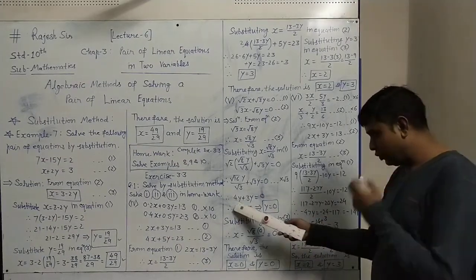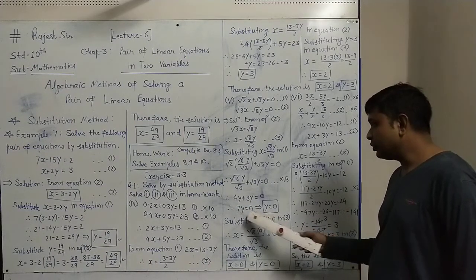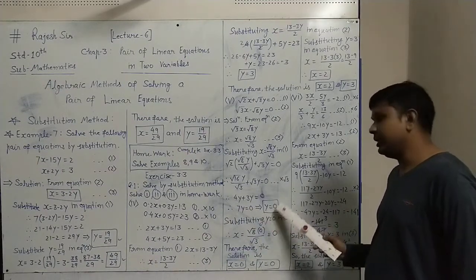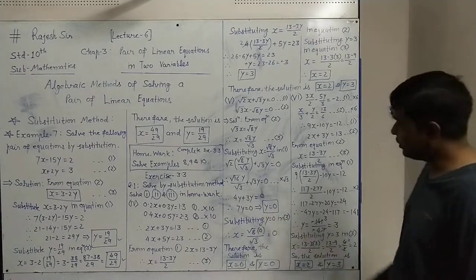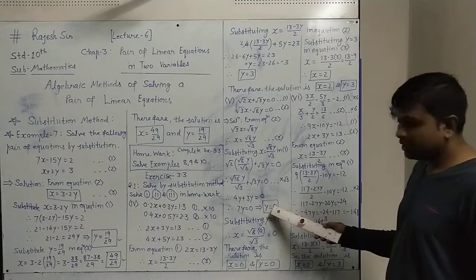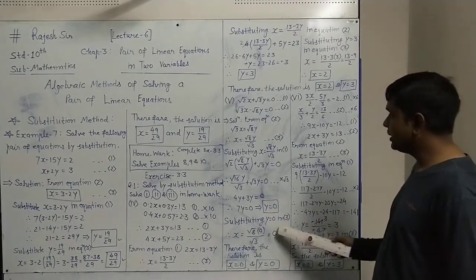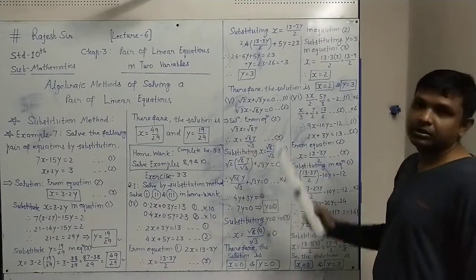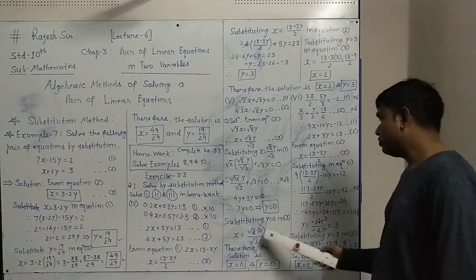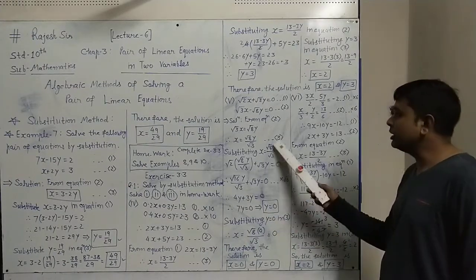Now 4y plus 3y will give 7y equal to 0. Therefore y equal to 0 upon 7 will be 0 only. So y equal to 0 we got. The one variable y equal to 0, when we got this value of y equal to 0, we have to substitute in equation number 3 which we have made this x equals to. So substituting y equal to 0 which we have obtained here in equation number 3.